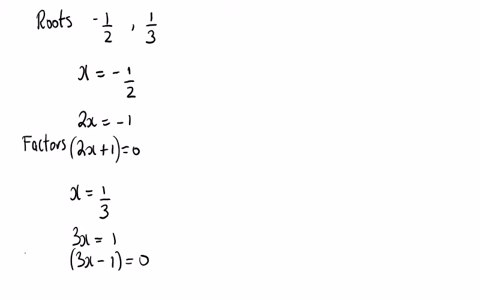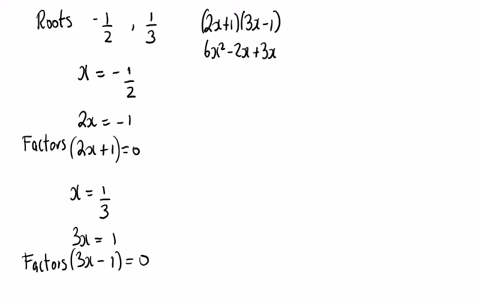And you may find it easier to do it this way when you have fractions in them, if you're not a fan of adding fractions and multiplying them. So if we multiply 2x plus 1 by 3x minus 1, we're going to get 6x squared minus 2x plus 3x minus 1 equals 0. So you're going to get 6x squared plus x minus 1 is equal to 0.